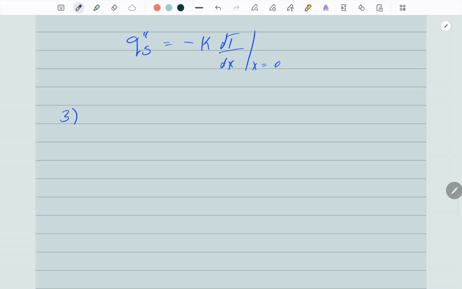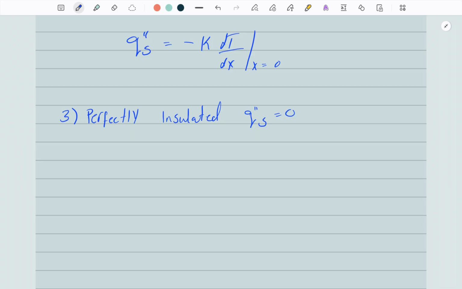The third boundary condition is perfectly insulated. Insulated, which means that your QS, your heat flux, is 0.